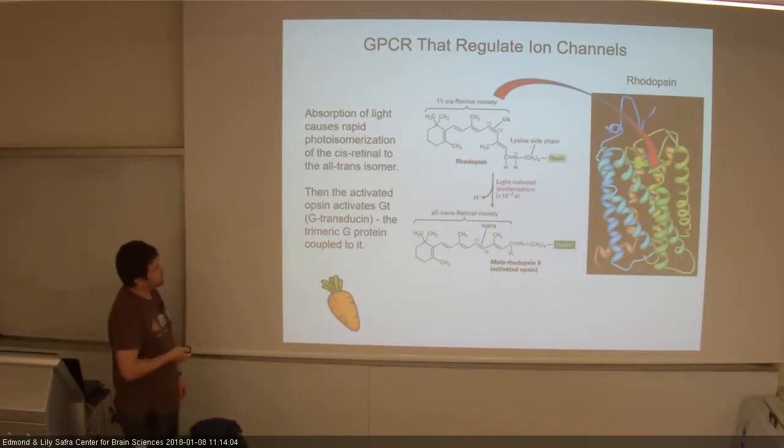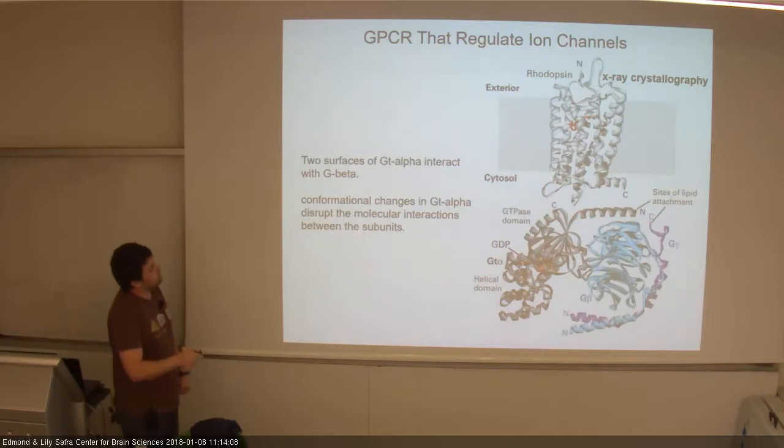the entire cascade. And I will not repeat the example that I gave you before, but this is an approximation of a crystal structure that we have of the rhodopsin together with the G protein that binds to it. Again, you can see the G alpha and G beta gamma subunits.